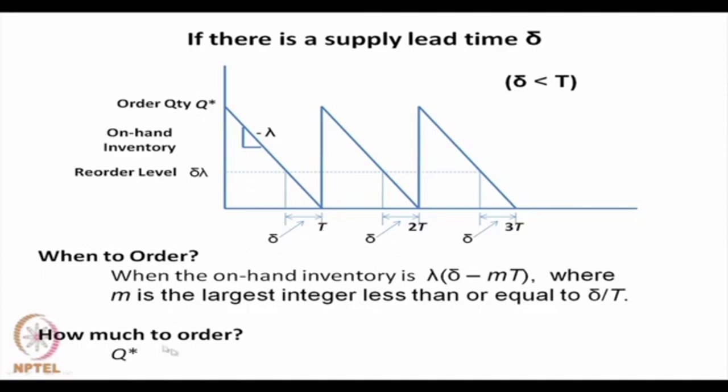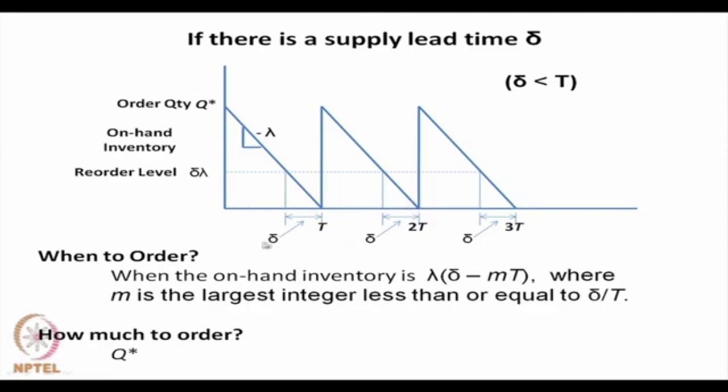So, it is very simple. How much to order remains the same, Q star, root over 2 lambda K by H, but when to order is delta time before the inventory comes to 0. That means, when the inventory position is delta multiplied by lambda, that is the reorder level. At this point, when the inventory comes down to the level of delta into lambda, place an order, and after delta time, which is called the lead time, the amount is obtained in the stores. Continue to do this when once again it falls to the level delta into lambda, place an order for Q, and the amount will come at this point.